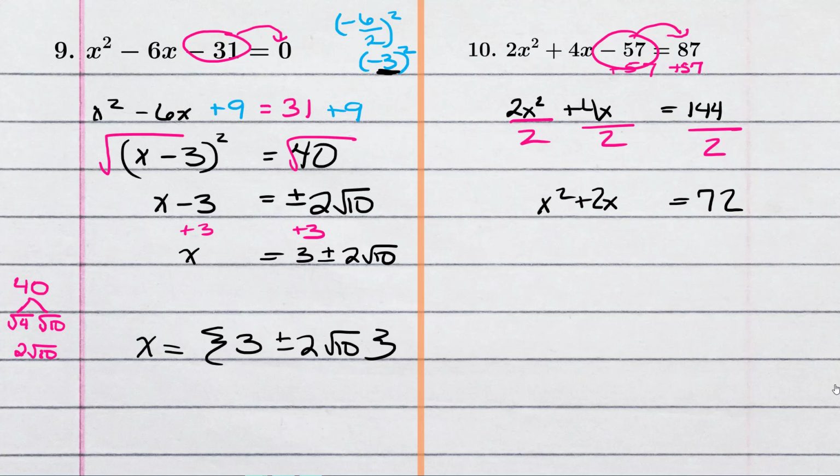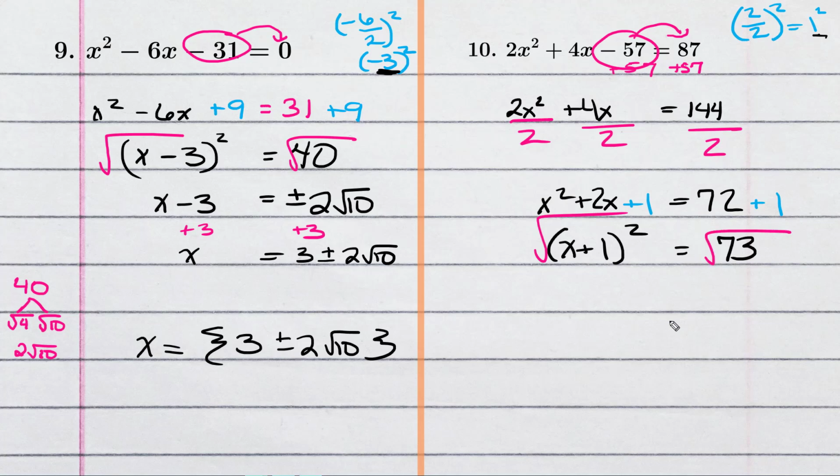So I'm going to take that 2 and divide it by 2 and square it. And so that gives me 1 squared, which is 1 that I'm adding to both sides. And so my parenthesis is x plus 1 squared. On the other side, I have 73. So when I take the square root of both sides, there's nothing I can simplify out of that 73, so I have x plus 1 is equal to plus or minus the square root of 73.